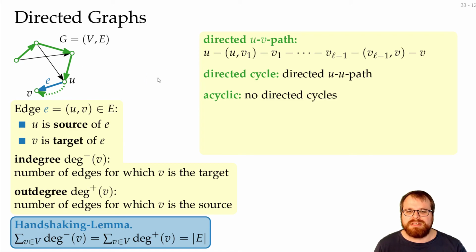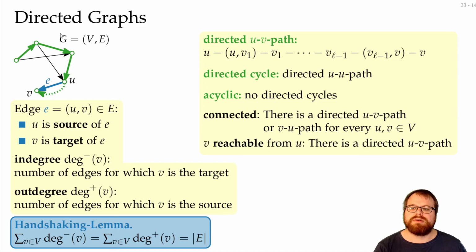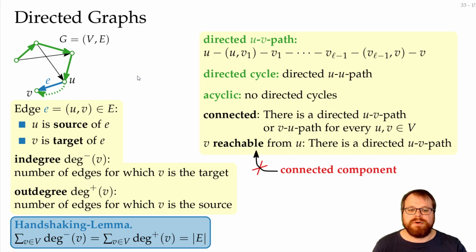For connectivity, we have to be a bit more careful because now it's enough to have a directed path from U to V or from V to U. Although the whole graph is connected, V is reachable from U, but U is not reachable from V. So contrary to what we had before, a connected component does not give us that every vertex is reachable from every other vertex.